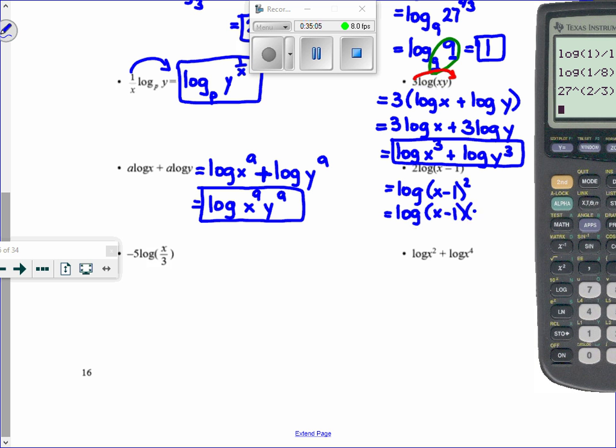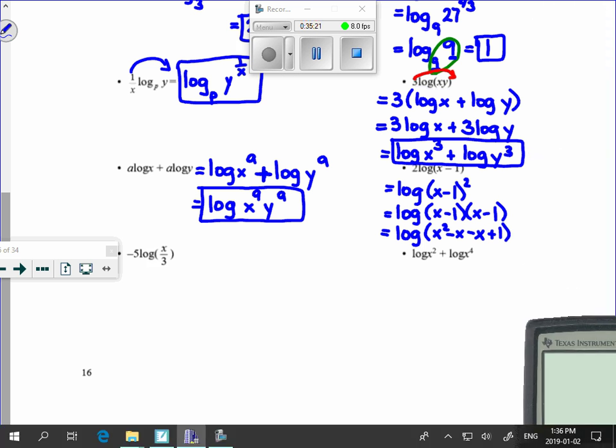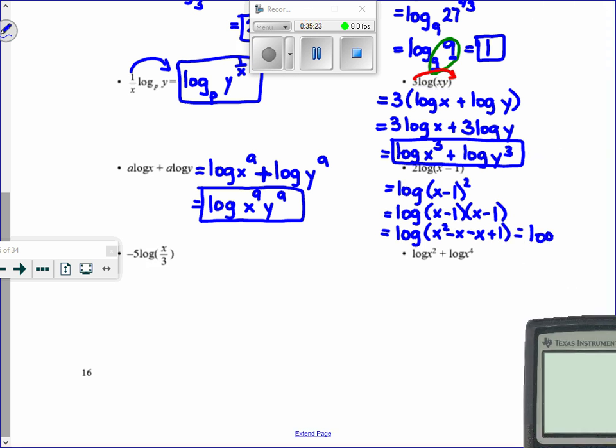expand that. X minus 1 squared is the same thing as x minus 1 times x minus 1. And then I have to multiply that out, and that's x squared minus 1x minus another x plus 1. So in final terms, this is log of x squared minus 2x plus 1.